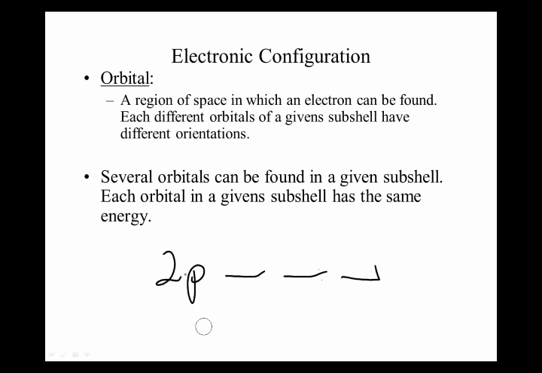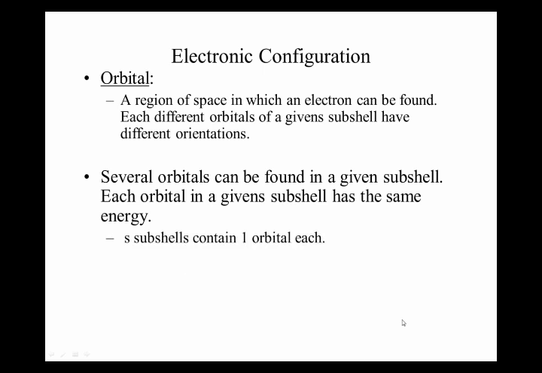Now, the number of orbitals in a subshell is fixed by the type of subshell. So no matter which shell it's in, every s subshell contains one orbital. So 1s contains one orbital, 2s contains one orbital, 3s contains one orbital. p's always contain 3. So 2p contains 3 orbitals, 3p contains 3 orbitals. 4p also contains 3 orbitals.